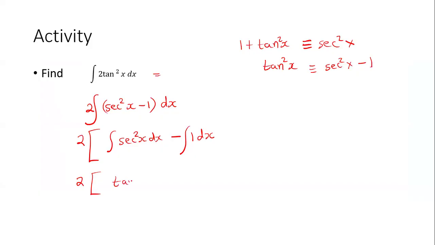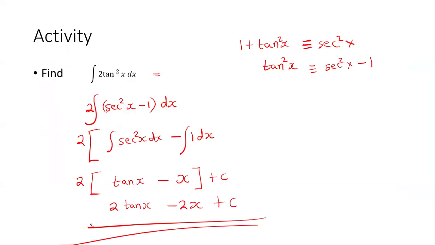So here we shall have tan x, then minus, when I integrate 1, I end up with x, then plus c. So when I open up, I get 2 tan x minus 2x, plus a constant. That would be my answer.